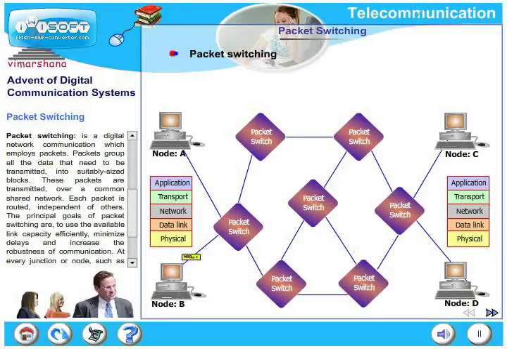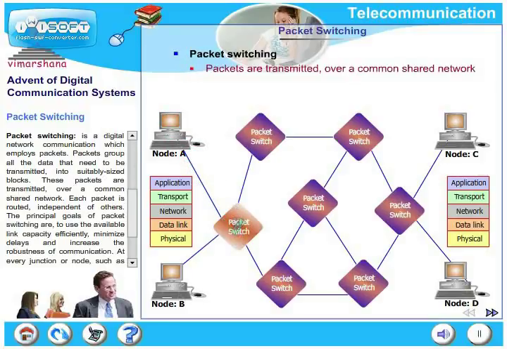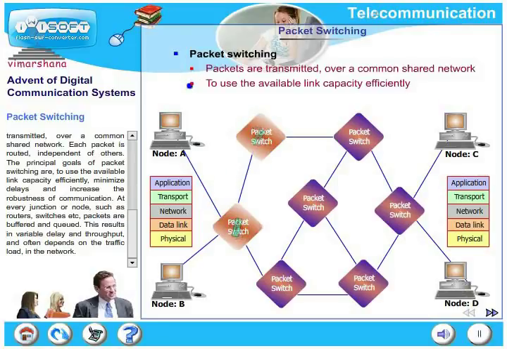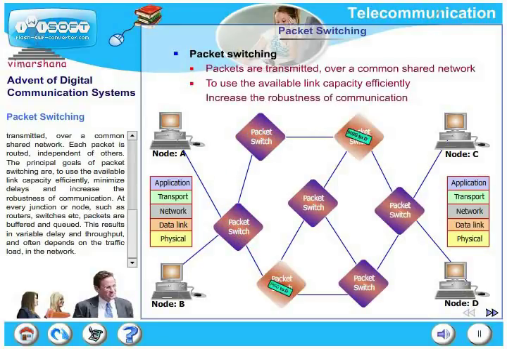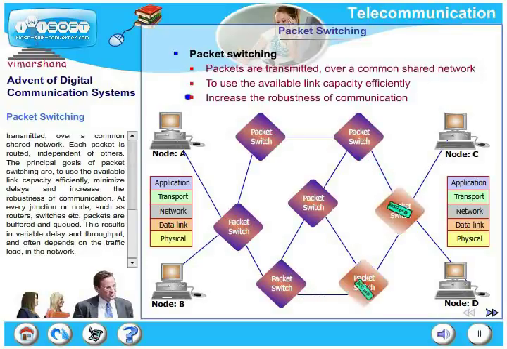It is a digital network communication which employs packets. Packets group all the data that need to be transmitted into suitably sized blocks. These packets are transmitted over a common shared network. Each packet is routed independent of others. The principal goals of packet switching are to use the available link capacity efficiently, minimize delays, and increase the robustness of communication. At every junction or node, such as routers, switches, etc., packets are buffered and queued. This results in variable delay and throughput, and often depends on traffic load in the network.